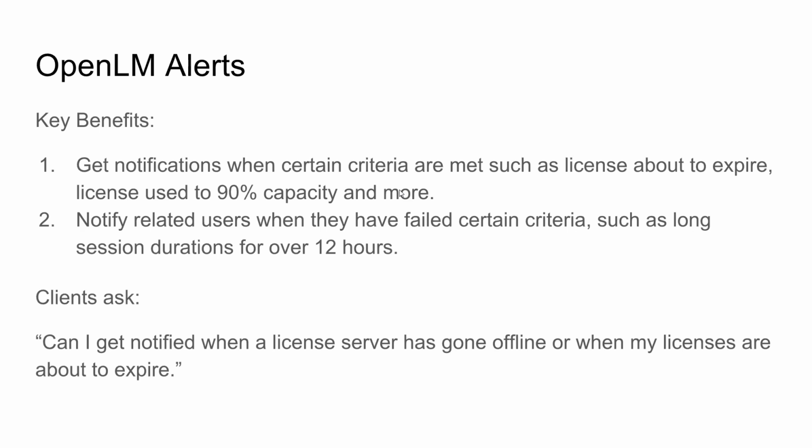So now we'll move on to the Alerts extension, which is the OpenLM notification extension. You can get notified when different criteria are met. Let's say that you have a license which is about to expire in 2 weeks. You want to get notified about it. You can. Let's say that you have a license server which is not responding. You want to get notified. So OpenLM can notify you about it. It can notify you if someone is using a license for too long, or if a license is used too much, meaning over 90% capacity or something.